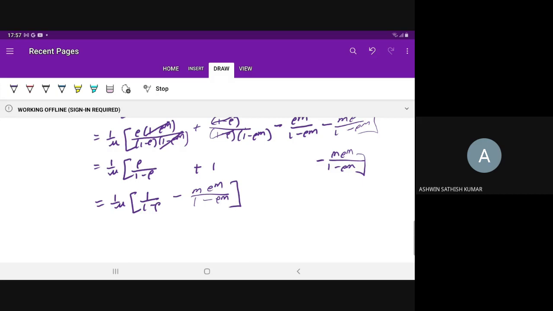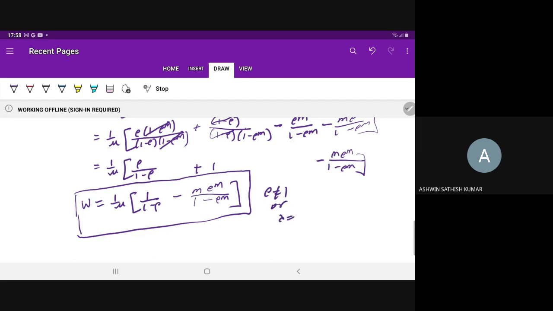So this is the W, not LQ. This is the expression for the W when rho is not equal to 1, or lambda is not equal to mu. Anything you want to re-explain?